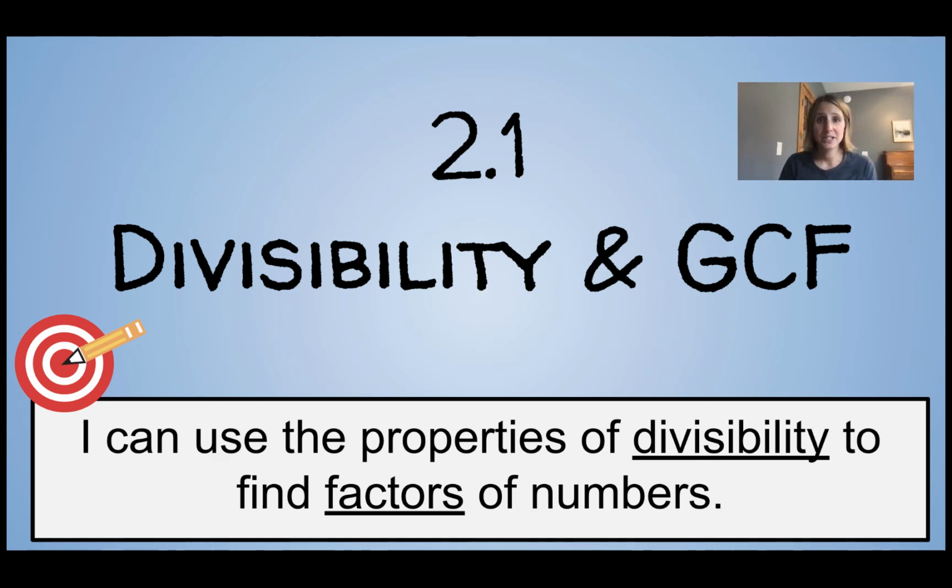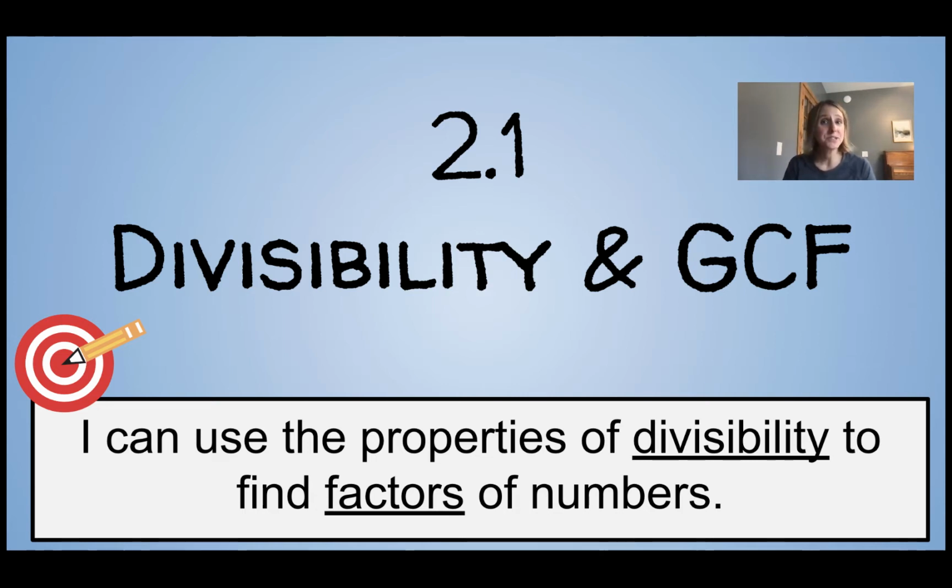We are starting Unit 2, so you need to make sure you have your Unit 2 note packet in front of you. Go ahead and open up to Lesson 2.1. It should be the very first note sheet. This is a review lesson, and it's one of my favorites. I enjoy those divisibility rules.